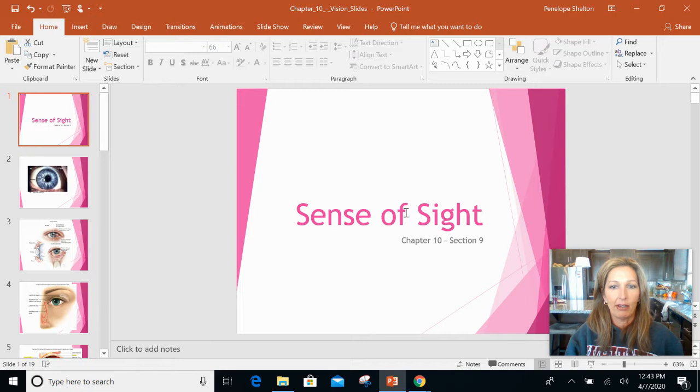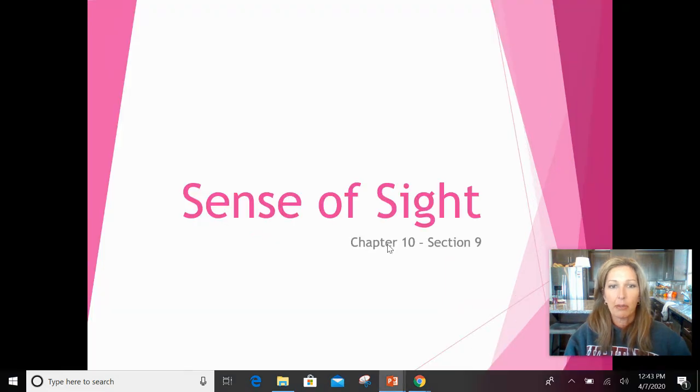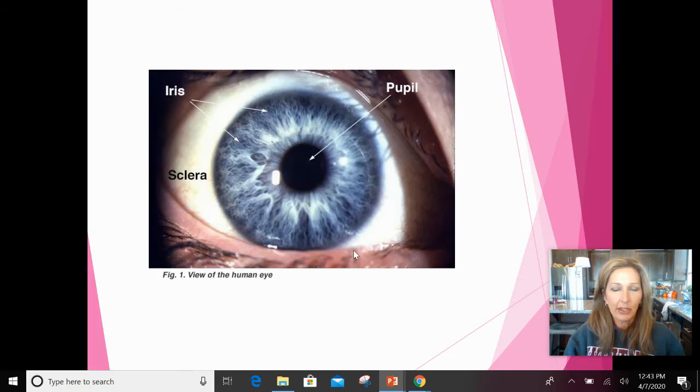We are talking about our last special sense today, which is your sense of sight. So we'll talk about your eyes and then also have some fun activities for you guys to do as well. So when we do talk about our sense of sight, Chapter 10, Section 9 of your reading guide, we all understand what our eyes look like.